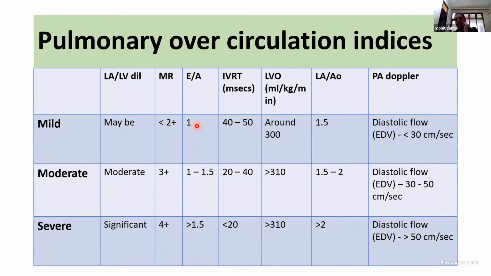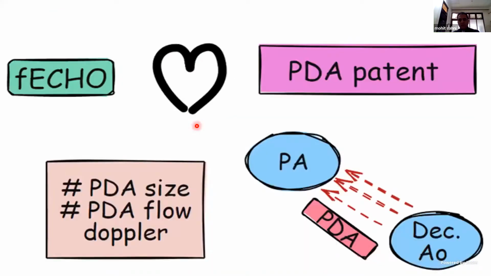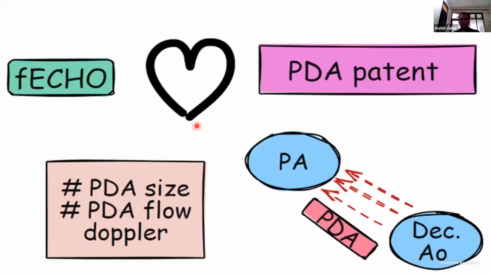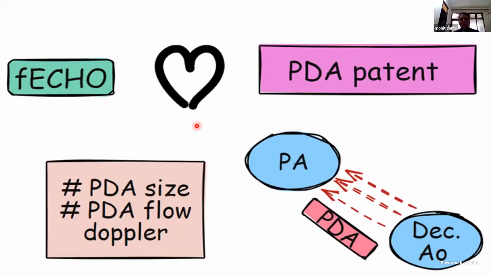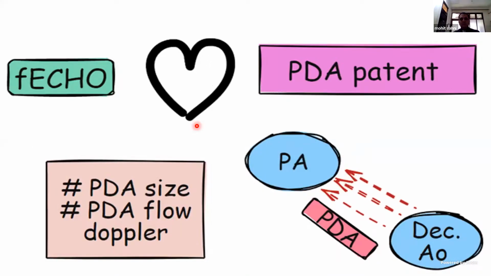Then we do the pulmonary artery Dopplers, and we look for the diastolic disturbance flow. We look for the end diastolic velocity. If it is less than 30 centimeters per second, it is mild. 30 to 50 is moderate. More than 50 is severe. So those were the 7 parameters that we discussed, that tell us that there is pulmonary overcirculation.